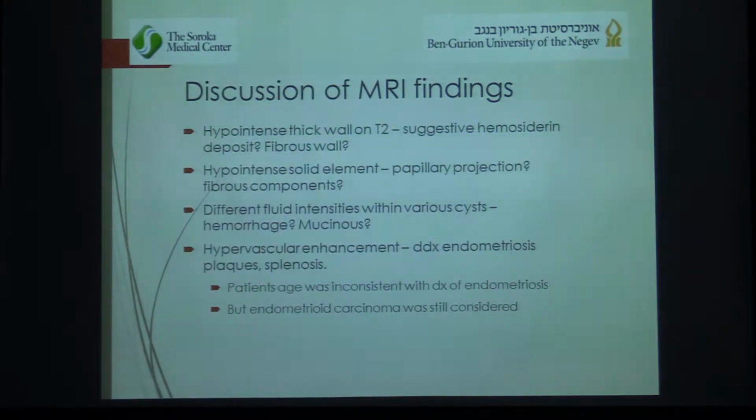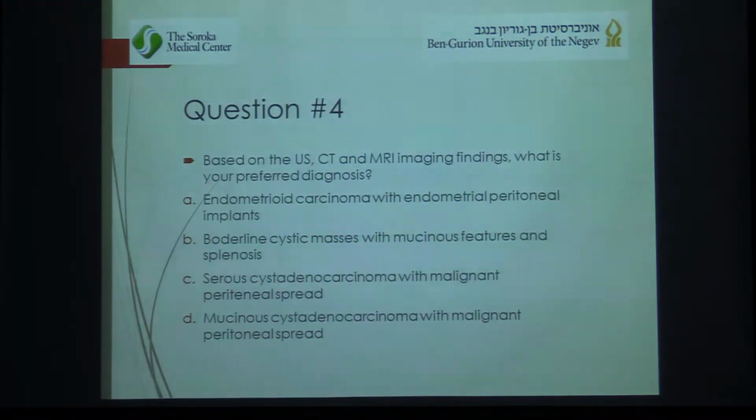Just to discuss the MRI findings and bring things together, we have this hypointense thick wall on T2, which is suggestive of either a hemosiderin deposit or a fibrous wall. Hypointense solid elements, which are papillary projections, or again, a fibrous component. Different fluid intensities, leaning towards a mucinous content here. And then the hypervascular enhancement of these peritoneal implants: we were leaning towards splenosis, but we still couldn't rule out endometriosis plaques. Again, the age wasn't appropriate for endometriosis, but maybe an endometrioid carcinoma was still being considered at this point. So question 4, based on the imaging findings, what is your preferred diagnosis?